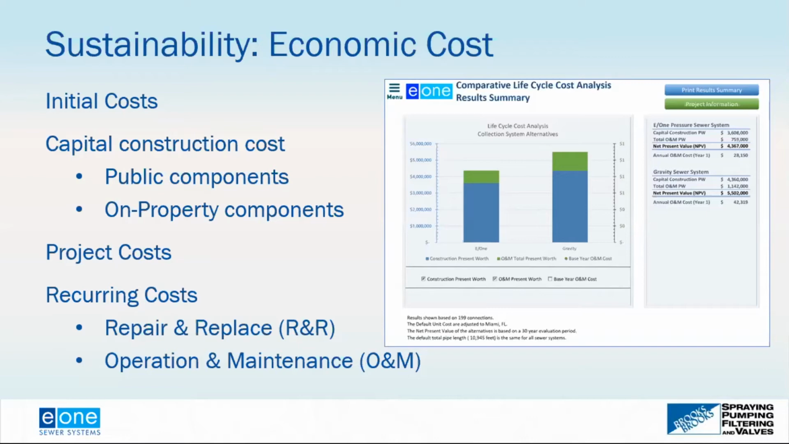And then the other economic costs you want to look at are the recurrent costs. These are your operation and maintenance costs as the facility operates for the next 20, 30, 40, 50 years, as well as the repair and replacement costs. So in many cases, there are going to be repairs to sewer systems. Gravity sewer systems may require lining. There will be replacement costs to lift station pumps. Grinder pumps do require maintenance.